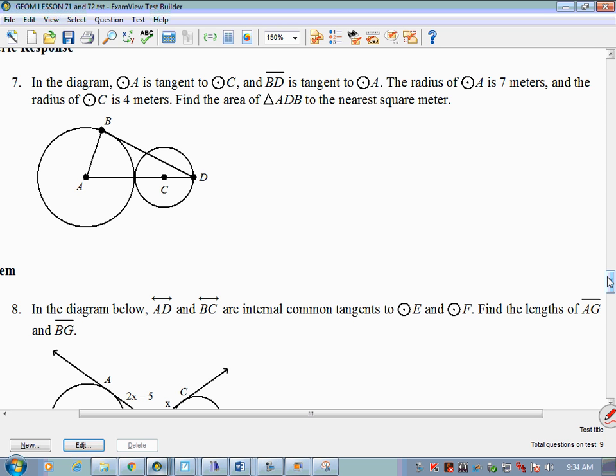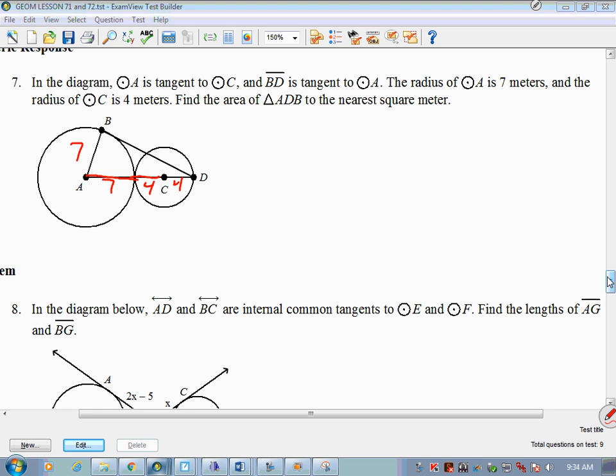Anybody can tell me on which line I can put 7? AB. And from A to the end of the circle, right? So from here to here is 7. Okay? And the radius of circle C is 4. So C to D is 4. And C to the end of the circle there is 4, correct?